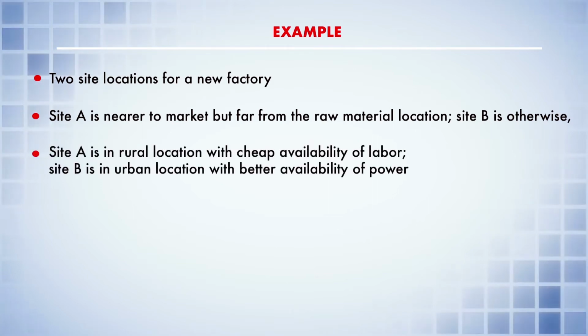Now, see the second. Site A is in a rural location with cheap availability of labor, while site B is in an urban location where you will find better availability of power and water. Again the question: which site will you select? So, in both cases you will find that you have to compromise on certain issues and factors while selecting a particular site. That is why facility location is not easy.